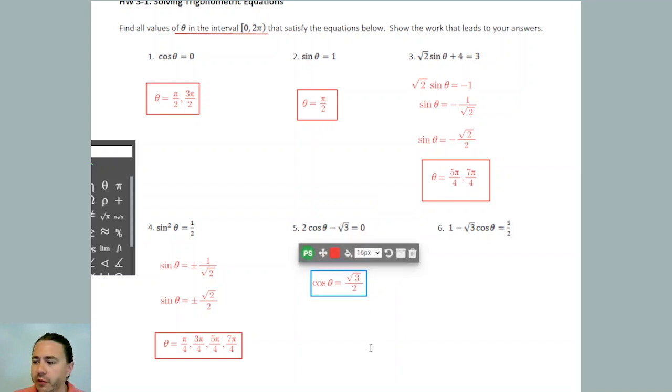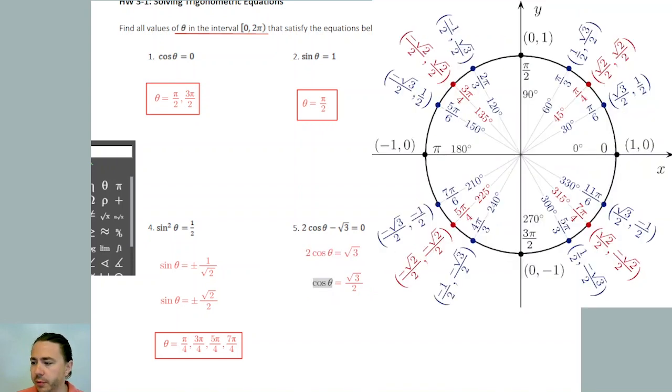And so now we've got our trig function isolated, and we can figure out, okay, well, what is theta? So I'm going to bring up my unit circle. I'm going to look, say, okay, well, where's my x value, root 3 over 2? And I see it happens at pi over 6 and 11 pi over 6. So theta, just kind of steal one of these, at pi over 6 and 11 pi over 6.